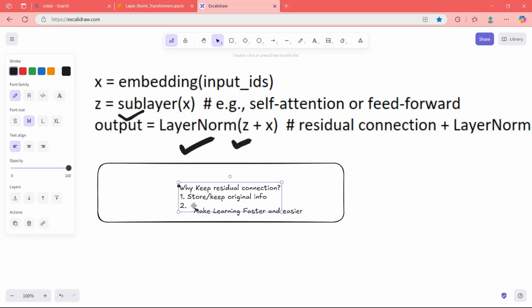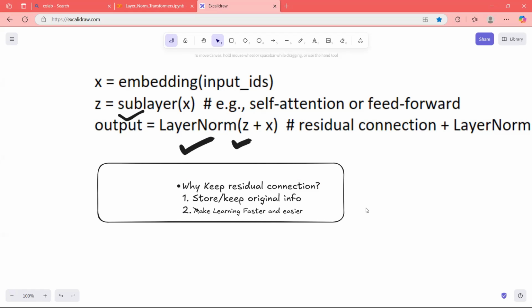Make learning faster and easier. So what are the different reasons for doing this? Basically, it will keep original information and it will make learning faster and easier, because the original information is always retained. Gradients flow directly and it stabilizes the learning. So that is the job of residual connections.